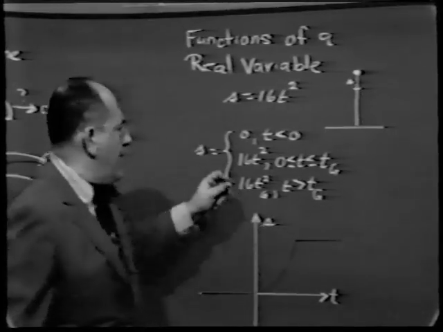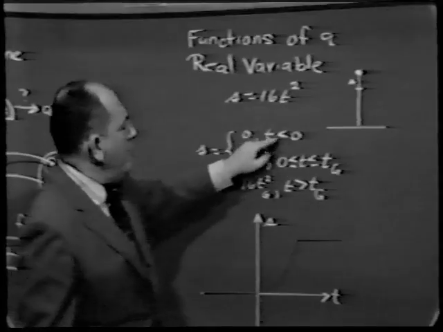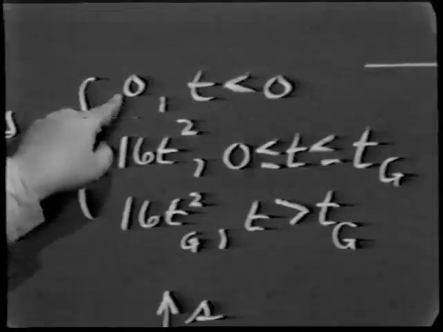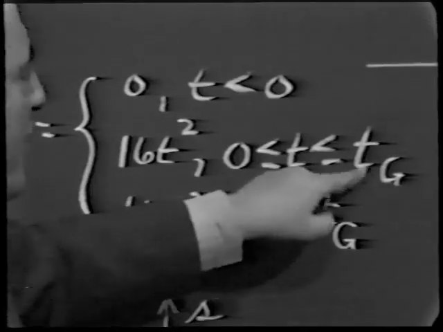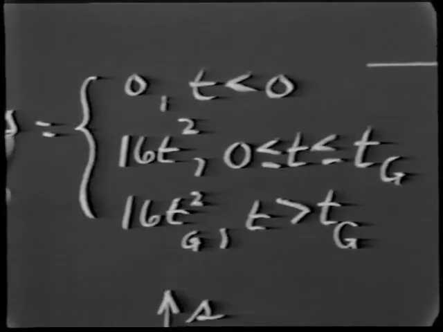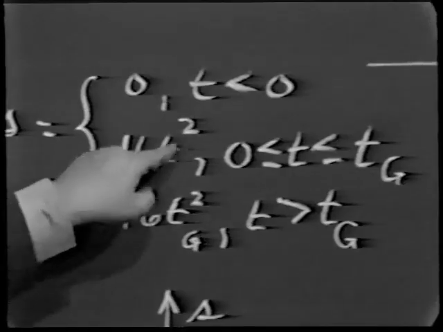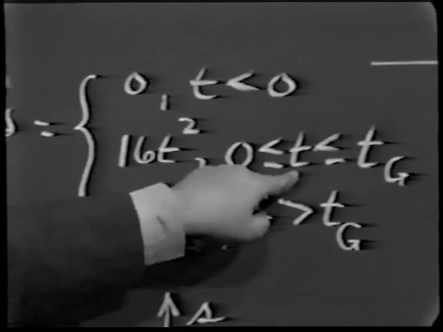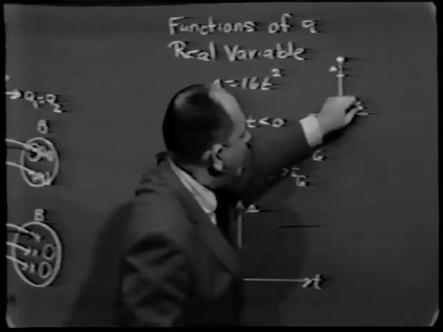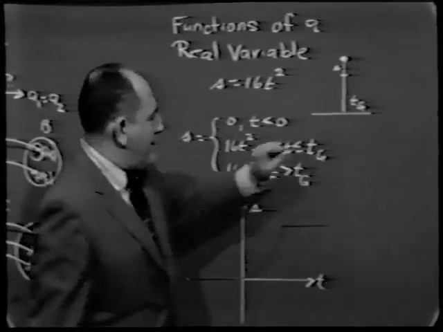Perhaps what we should have said was this, that until you release the object, it doesn't fall any distance at all. Then, from the instant you release it, it starts to fall a distance s given by 16t squared, not forever, but until it hits the ground. Let's call t sub g the time at which this thing hits the ground.